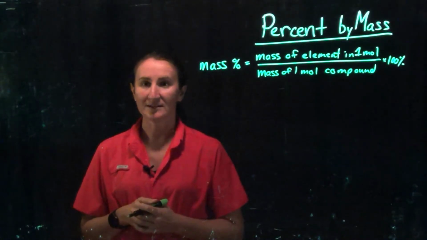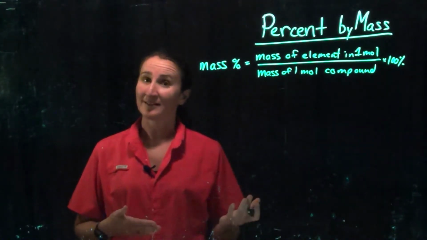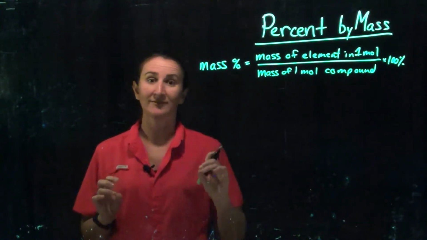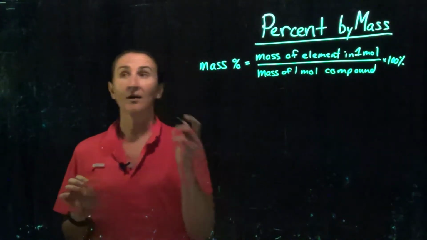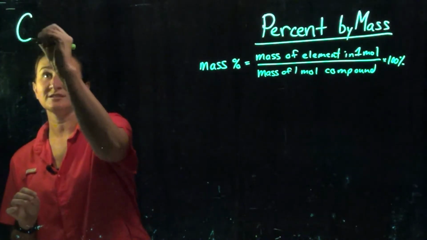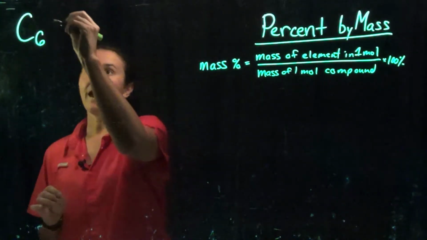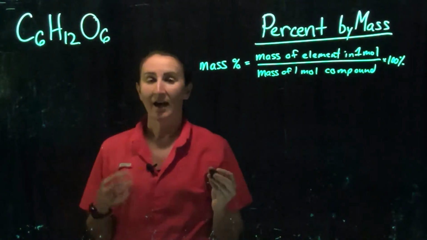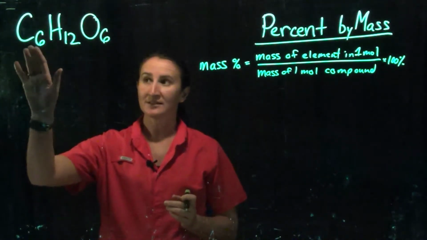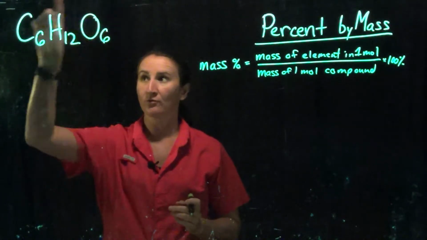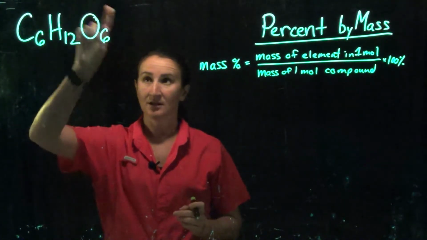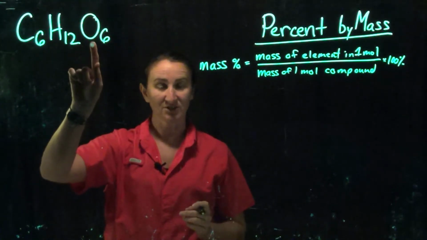Percent by mass. What is percent by mass? Well, it makes sense that it would be the percent that a single element is of the mass of the whole compound. So if we have a compound like fructose, which is C6H12O6, I can ask the question, what percent by mass is carbon of the whole fructose molecule? Or what percent is hydrogen of the whole, or what percent is oxygen of the whole?